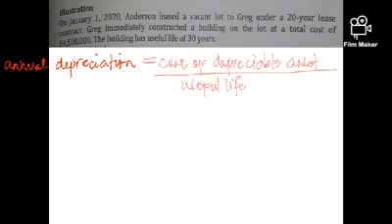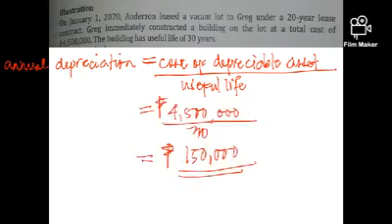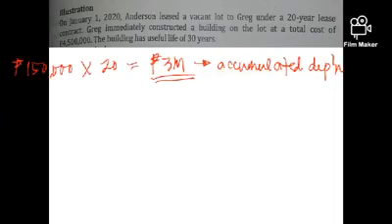The annual depreciation is computed by dividing the cost of the depreciable asset over its useful life. So here in this illustration, the cost of the building is 4,500,000 pesos, divided by its useful life of 30 years, so the annual depreciation is 150,000 pesos. And then we're going to multiply it by 20 years. So 20 is the term of the lease. So 150,000 times 20 years is 3 million pesos. So this is now the accumulated depreciation.